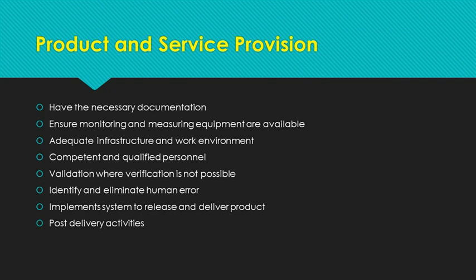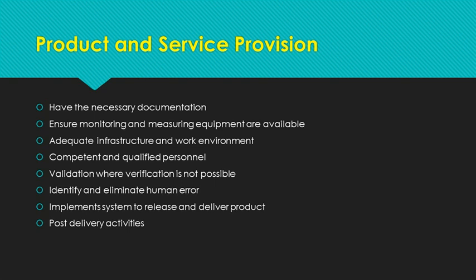Moving on to product and service provision. At this point, the organization has defined a process, the requirements of the process, and has raw materials and components meeting requirements. It's time to make product! Yay! The organization should have the necessary documentation to guide the manufacturing process to make consistently conforming product.